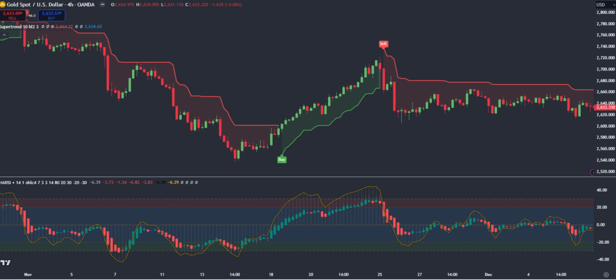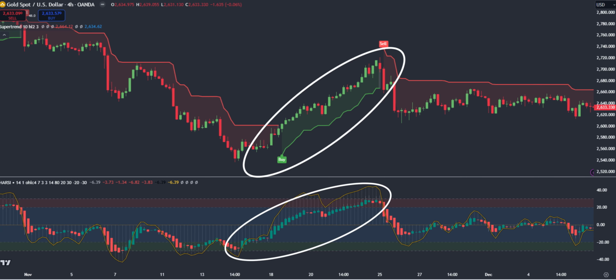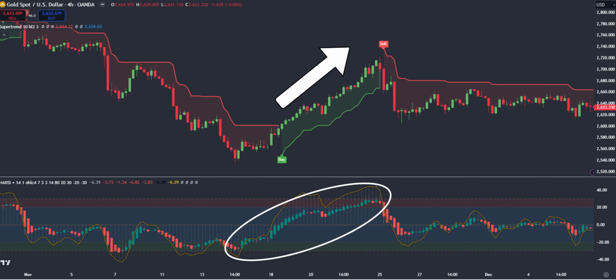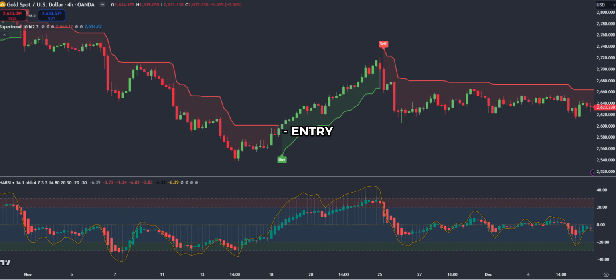Here, we can observe the price of gold over the past few hours. Notice the green Supertrend line below the price action, with Heikin-Ashi also showing green candles. This indicates we're in an uptrend. If we were to enter a trade at this point, we would hold our position until the Heikin-Ashi begins to show consolidation, at which point we would exit the trade.